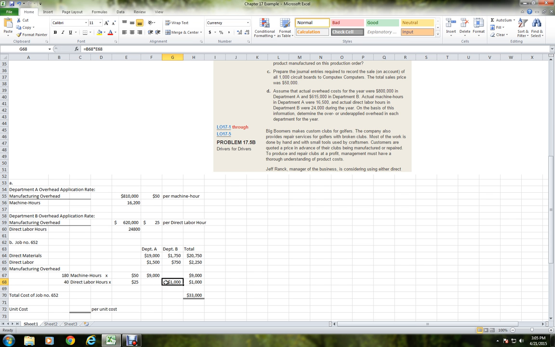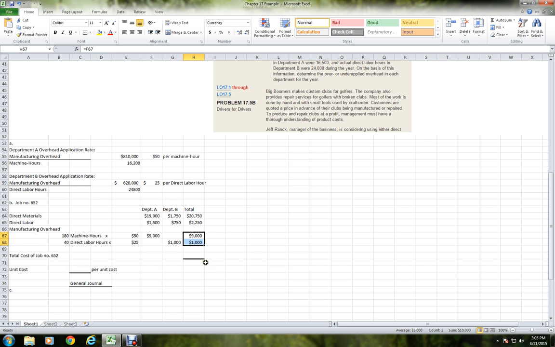So again, all we're going to do is multiply our total number of direct labor hours times our predetermined overhead rate, which was $1,000. So now we have our direct materials costs, our direct labor costs, and we have all of our overhead figured out. So now we can just sum everything up. And we had total cost for job number 652 of $33,000.